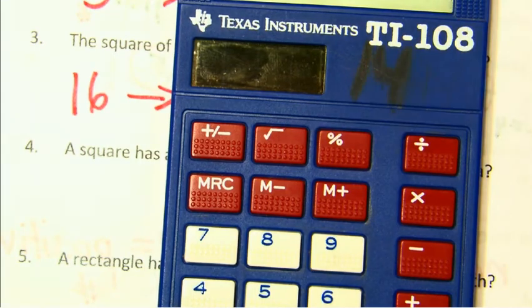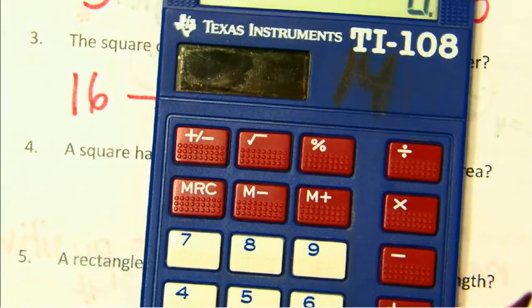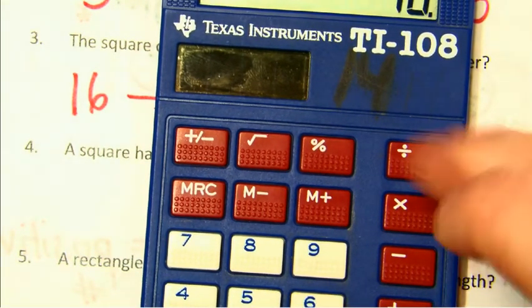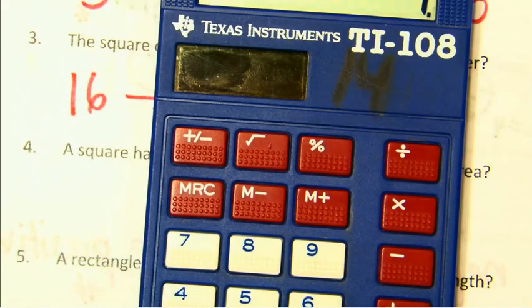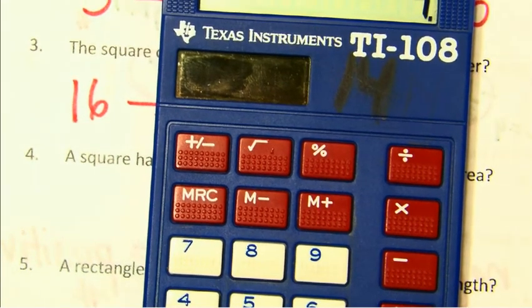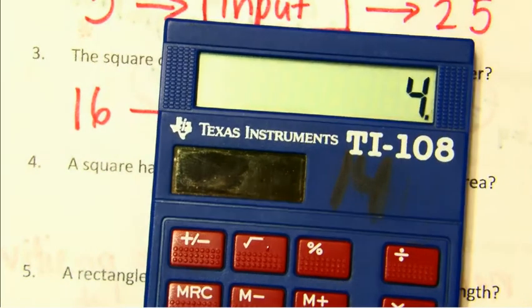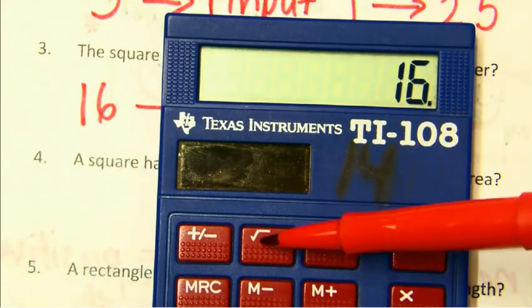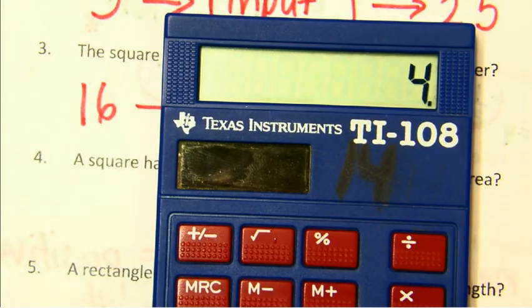So on your calculator, if you type 16 and then click this little radical button, you'll get 4. Oops, if you could see the calculator. So if we say 16 and then we push this little button, you get 4. Okay, so that's how you can use the calculator for that.